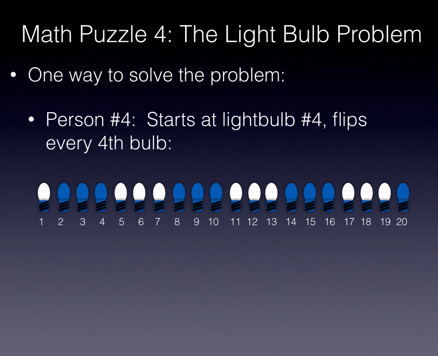All right, then person number 4 enters the room, and they're going to flip every fourth bulb. So 4 is going to go on, 8 is going to go on, 12 is going to go off, 16 is going to go off, and 20 is going to go on. Sorry, I think I said 16 was going to go off. It's going to go on, 20 is going to go on. There we go. Number 5 enters the room, and so on and so forth.